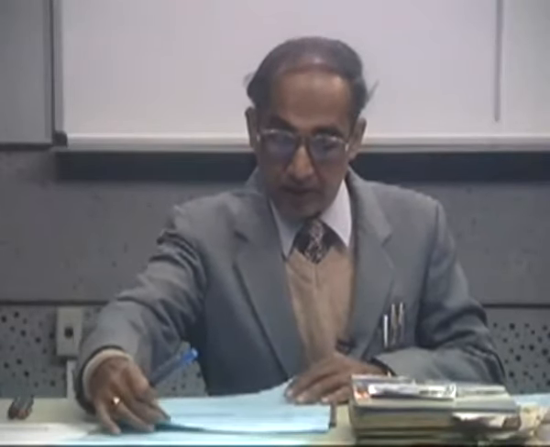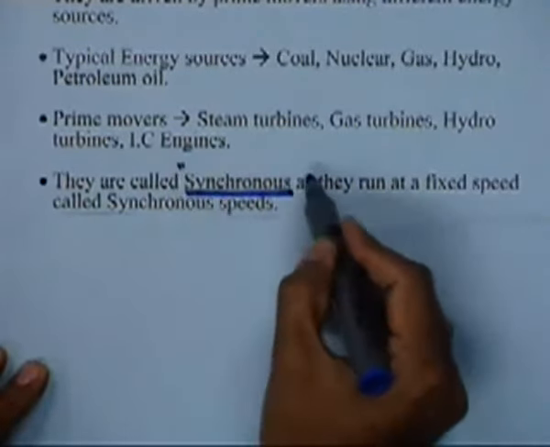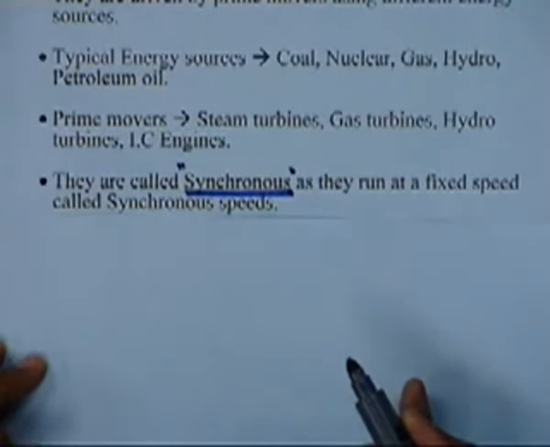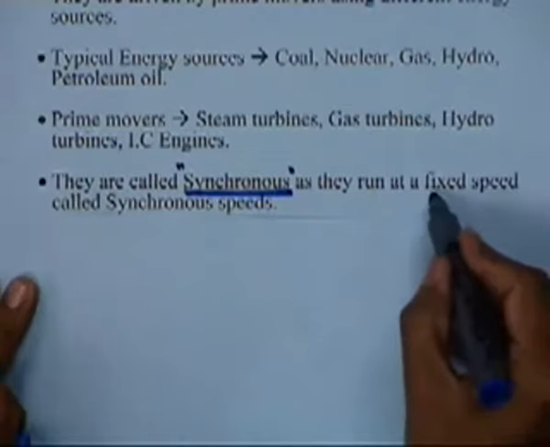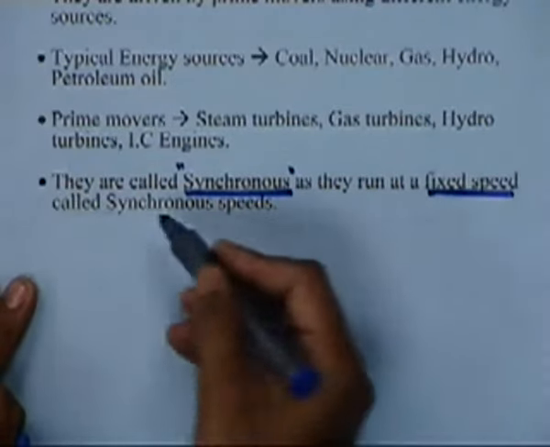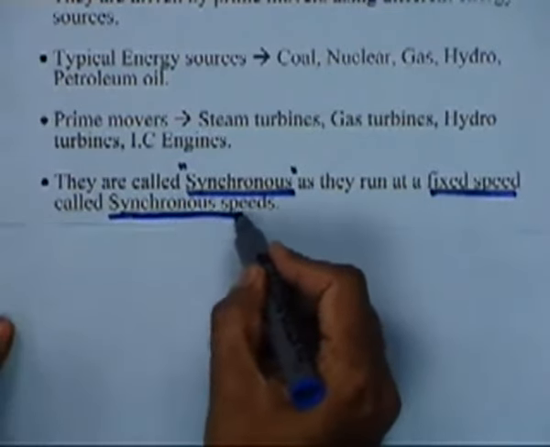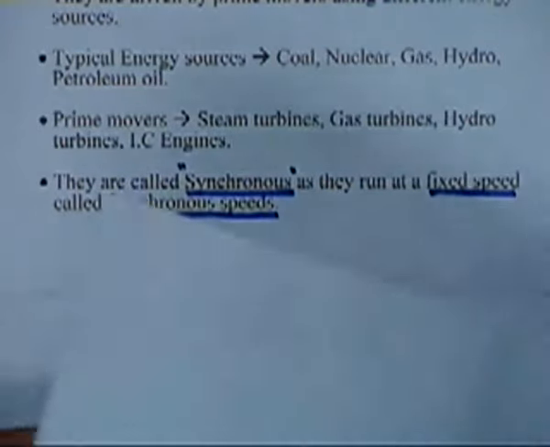Next point, we are saying that they are called synchronous. There must be some reason for calling them synchronous. They are called synchronous because they are always run at a fixed speed. They are run at a fixed speed called synchronous speed. Now you may say, why are we keen on that so-called synchronous speed?